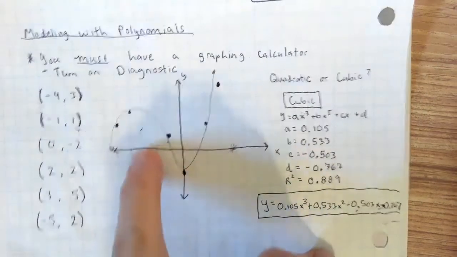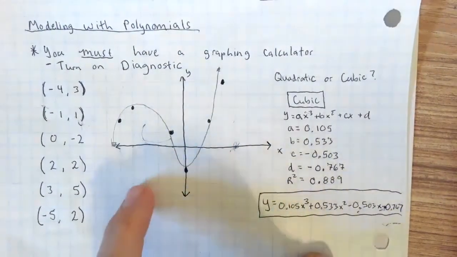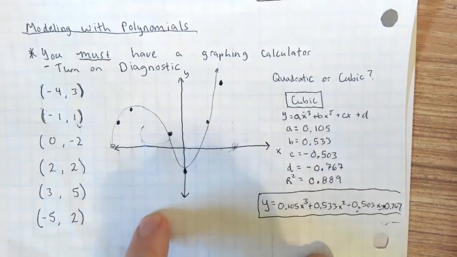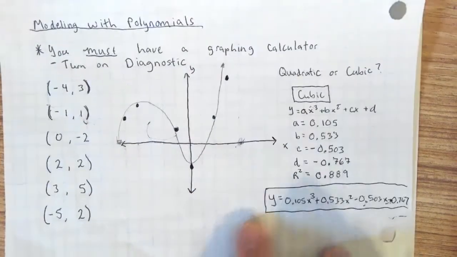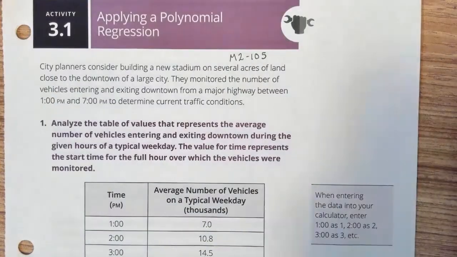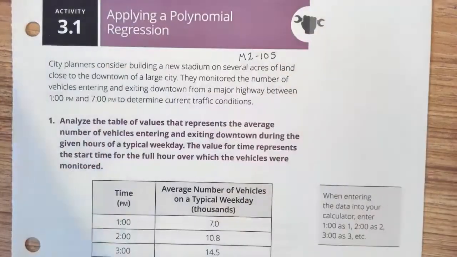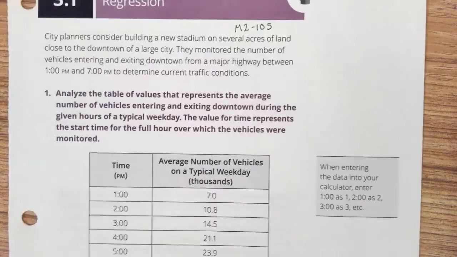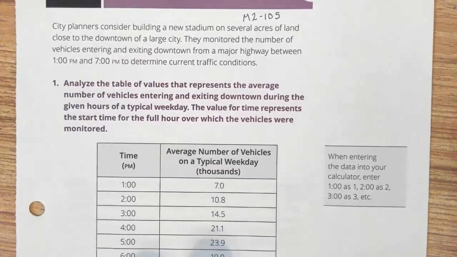We graphed the points, kind of thought about which function might model those points, and then just used our calculator to come up with that equation. The big difference today is just applying that equation to a real world scenario and actually using the equation that we built. So to do so, we'll work through this example problem.